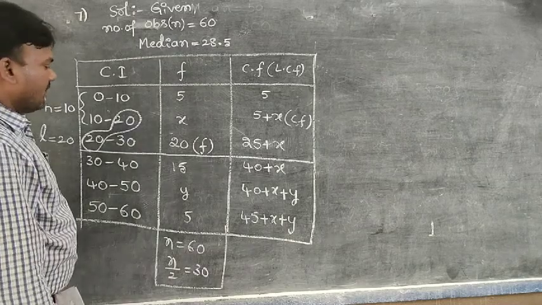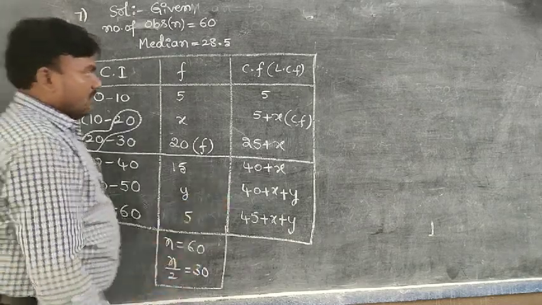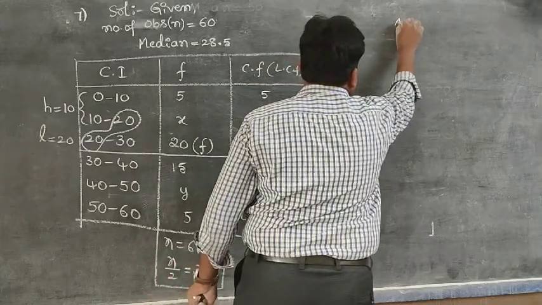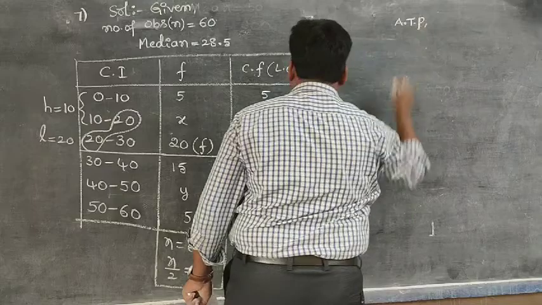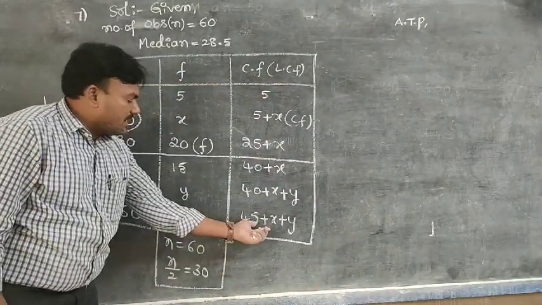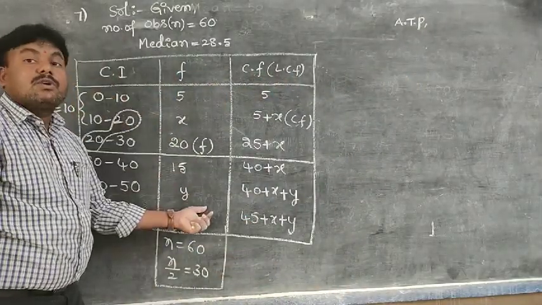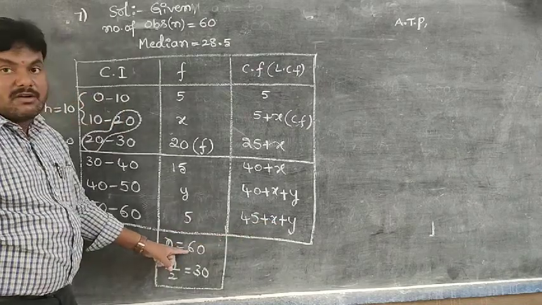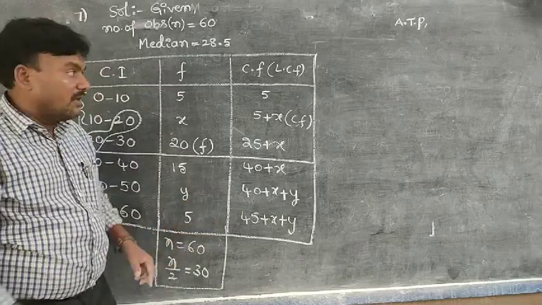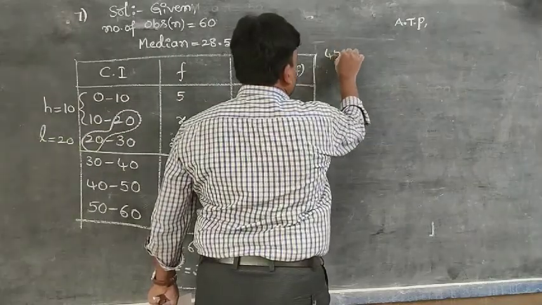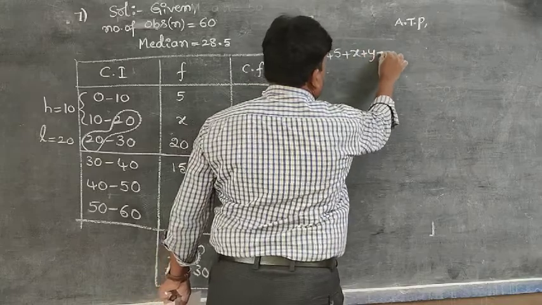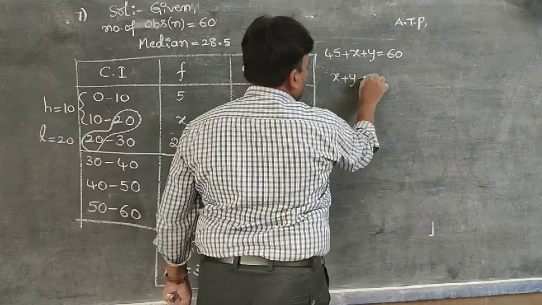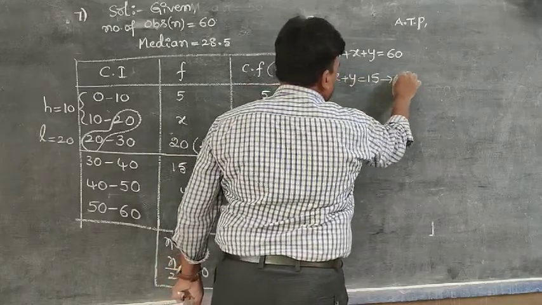Okay students, let us go for finding the X and Y values. Same procedure. According to the problem, the last cumulative value represents the total frequency, meaning total observations. So 45 plus X plus Y equal to 60 is given according to the problem. Transferring 45 to the right side, it becomes minus: X plus Y equal to 15, which is equation number 1.